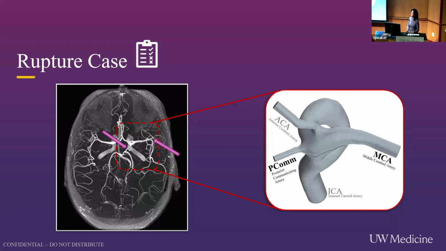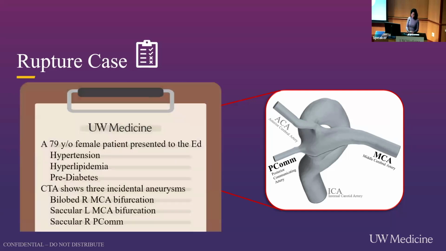Now let's proceed onto the mini grand round. A 79-year-old patient presented to the ED complaining of high blood pressure with past medical history of common causes for stroke. A CTA showed 3 incidental aneurysms, but we will be focusing on the saccular aneurysm on the right PCOM, which, as you can see, is this highlighted area right here. This diagram is actually a segmented model directly from the patient's images.